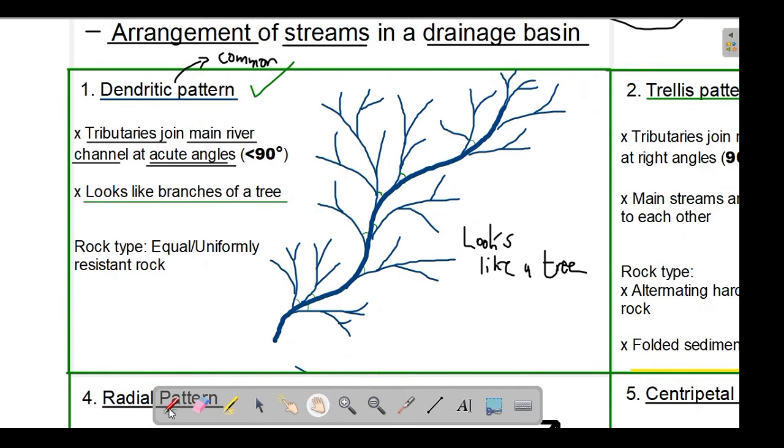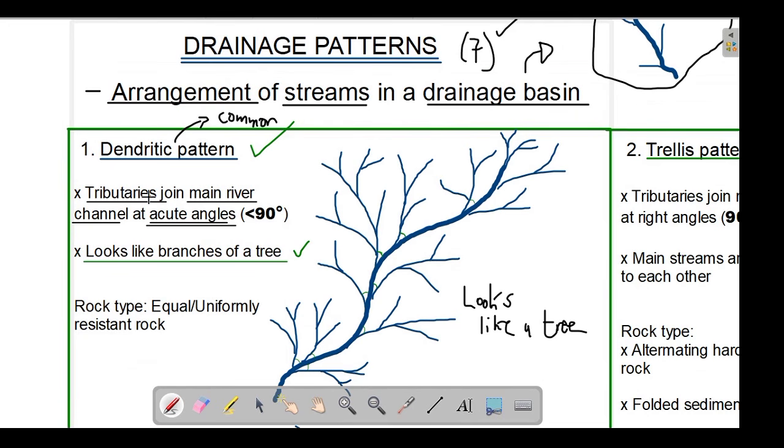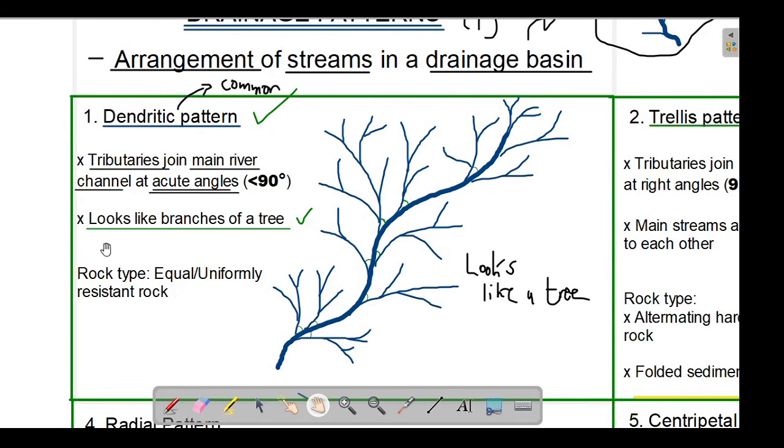Or they would say that it looks like the branches of a tree. Okay, then you would know that that is the dendritic pattern. Now, the rock type, a lot of students miss out on the rock type. They don't study what type of rock is usually found under the drainage pattern. And that does not help you at all, guys. You have to know the rock type of each and every drainage pattern we have. That is how you master this concept of drainage patterns, okay?